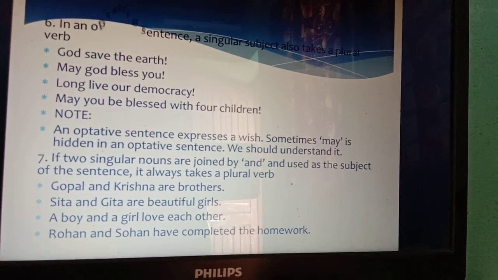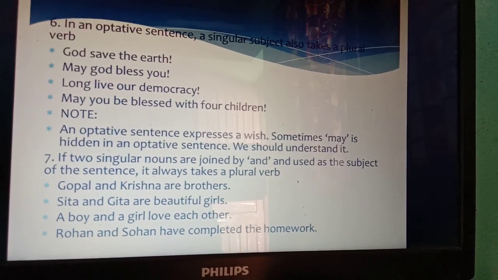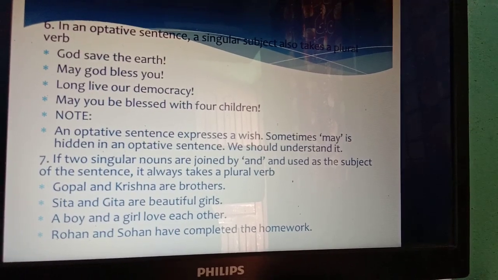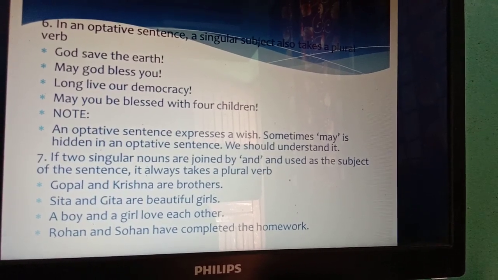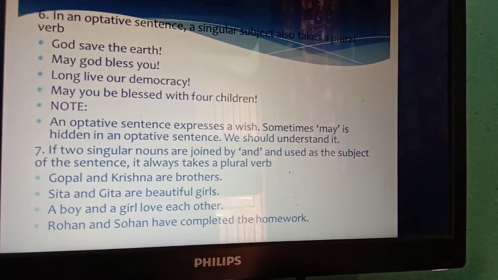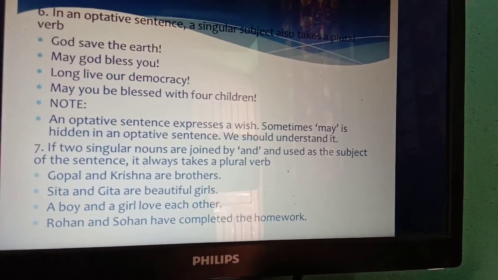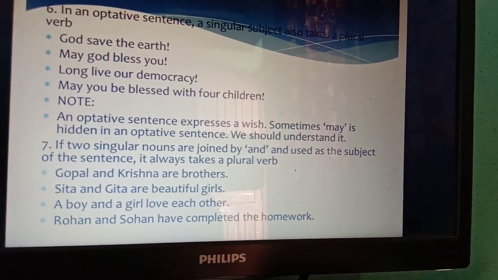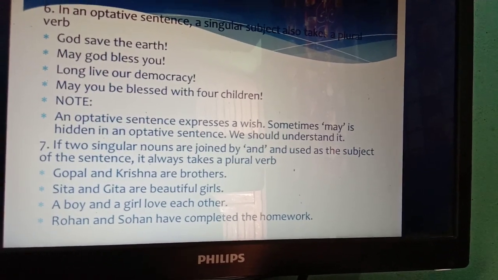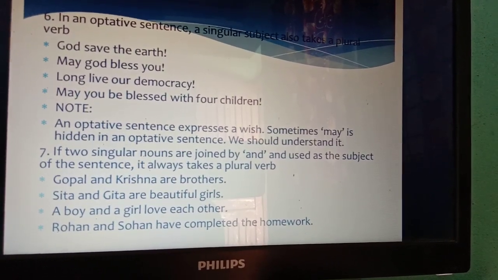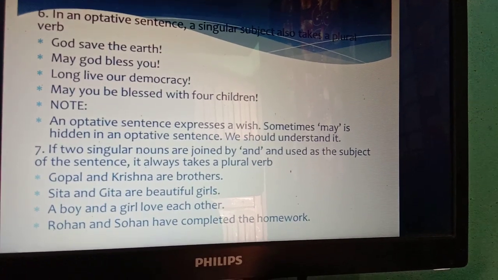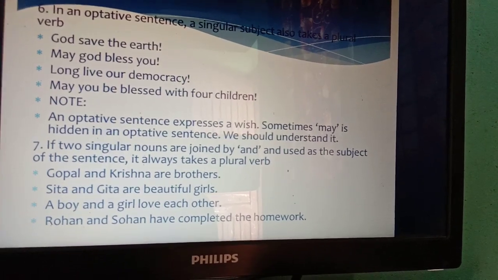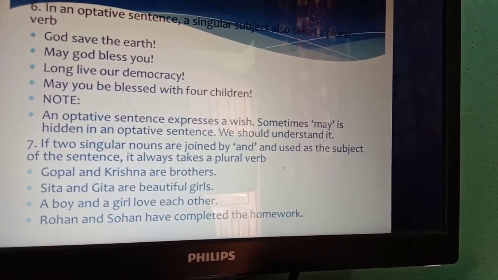Now coming to the sixth rule, it is also a very exceptional rule. In an optative sentence, a singular subject always takes a plural verb. The optative sentence is a part of the imperative sentence where it expresses desire, wish, prayer, all these things. So here the optative sentence will have a singular subject, but it takes a plural verb. Now, God save the earth. God is a singular subject and save is a plural verb.